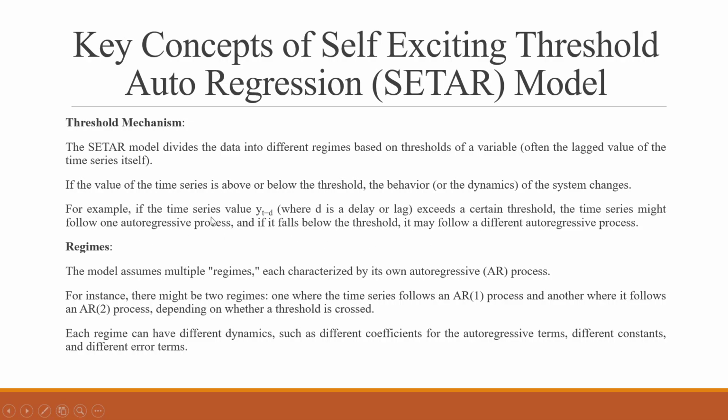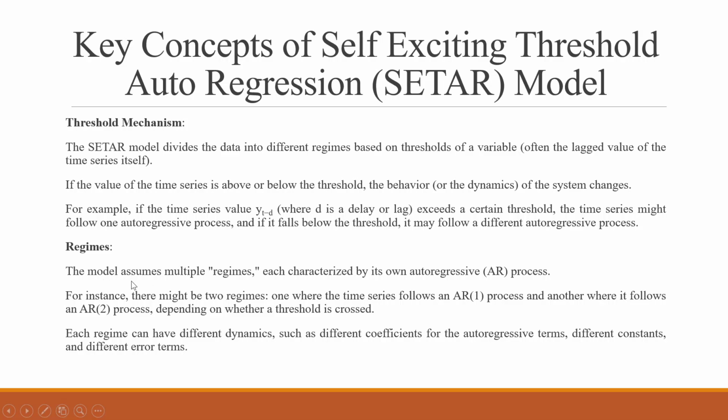For example, if the time series value, that is y t minus d, where d is a delay or lag, exceeds a certain threshold, the time series might follow one autoregressive process, and if it falls below the threshold, it may follow a different autoregressive process.